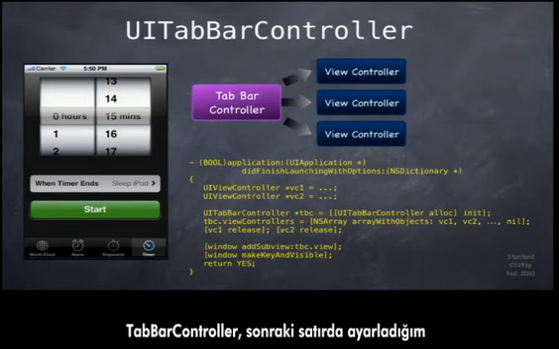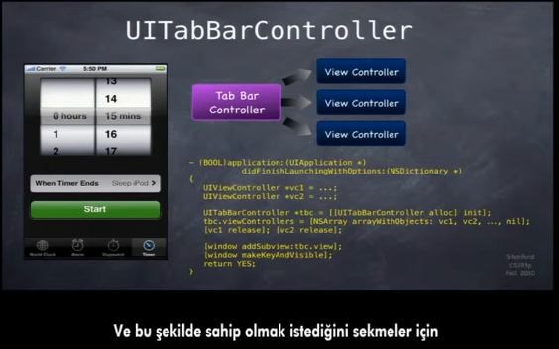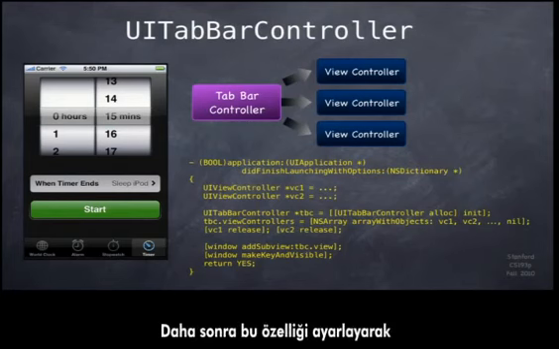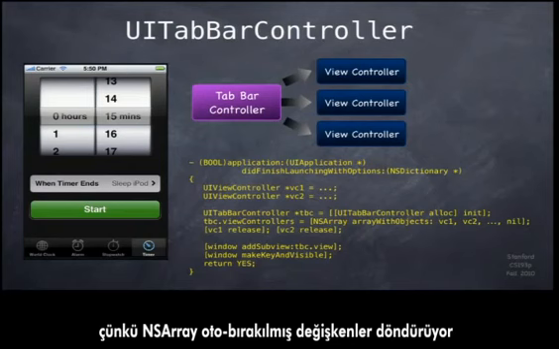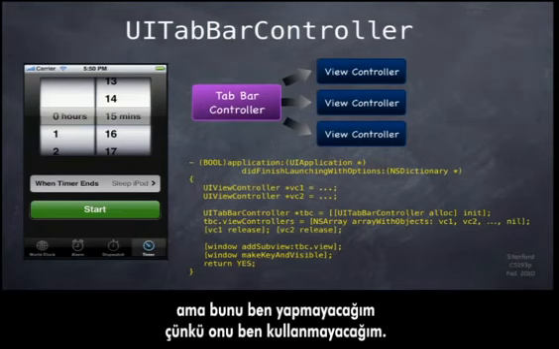Then tab bar controller has a very important property called viewControllers, which I'm setting on the next line. The viewControllers property takes an array of other view controllers, and that's how you specify to the tab bar controller, here's all the view controllers that I want you to have tabs for. All right? And you can set that property later. If you want to add more tabs, take tabs away, you can always change that array. Everything's fine with memory management there because NSArray returns an autoreleased thing, and I'm sure tab bar controller is going to retain that thing, but I'm not going to retain it because I'm not going to use it.